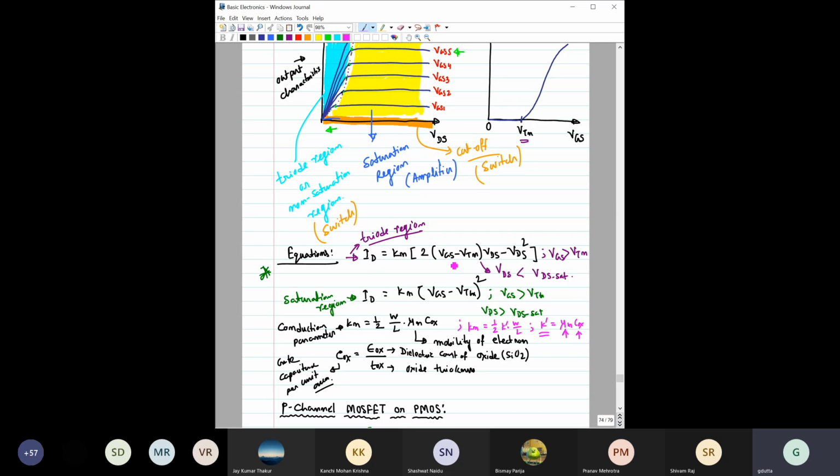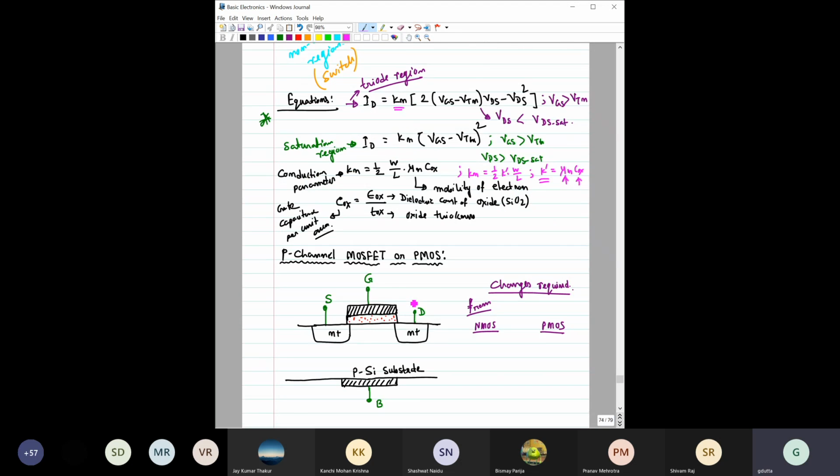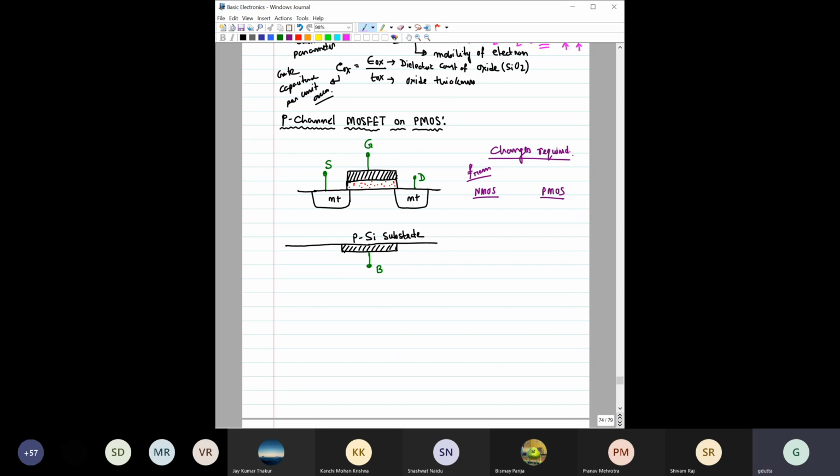Right? So I think so far this NMOS should be clear to you, and how you can find this ID if the gate to source voltage, threshold voltage, drain to source voltage, and the transistor parameters, or this conduction parameter Kn, these values are given to you. Right. But now let us think about what will happen in case of the PMOSFET or P channel MOSFET.